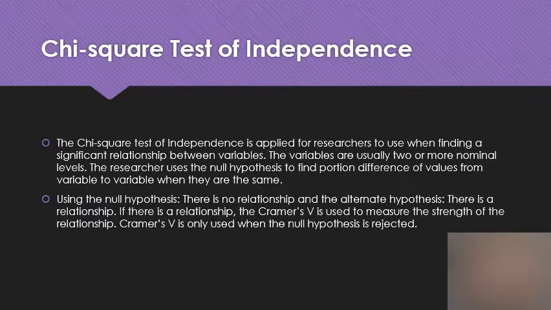If there is a relationship, the Cramer's V is used to measure the strength of the relationship. Cramer's V is only used when the null hypothesis is rejected.